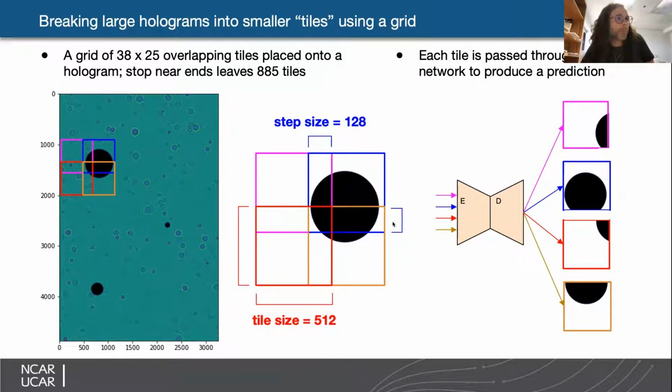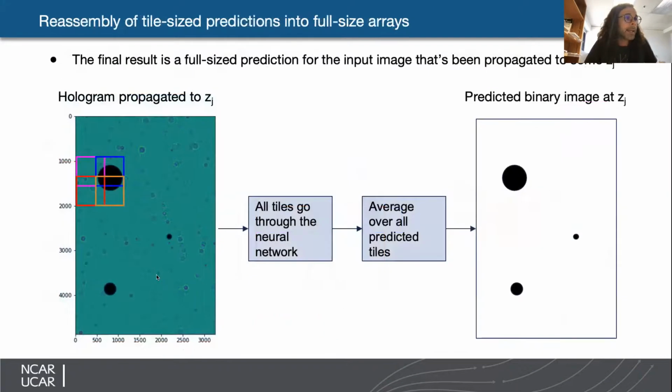As I noted in the pipeline figure, every single one of these tiles needs to go through the neural net. The neural net makes a mask prediction, so this is now the binary image over here. It's ones where you see the black color and zeros where you don't. Then at the end of the day, all of those tiles, of which there are 885, have to be reconstructed, which is really just taking a pretty simple average over them. You can see that we wind up with a predicted binary image at some z that we wave prop to, the same size as the input image. This thing on the right is now also a megapixel size, but it's just zeros and ones: ones where there are supposed to be masks predicted over the particles, zero everywhere else.